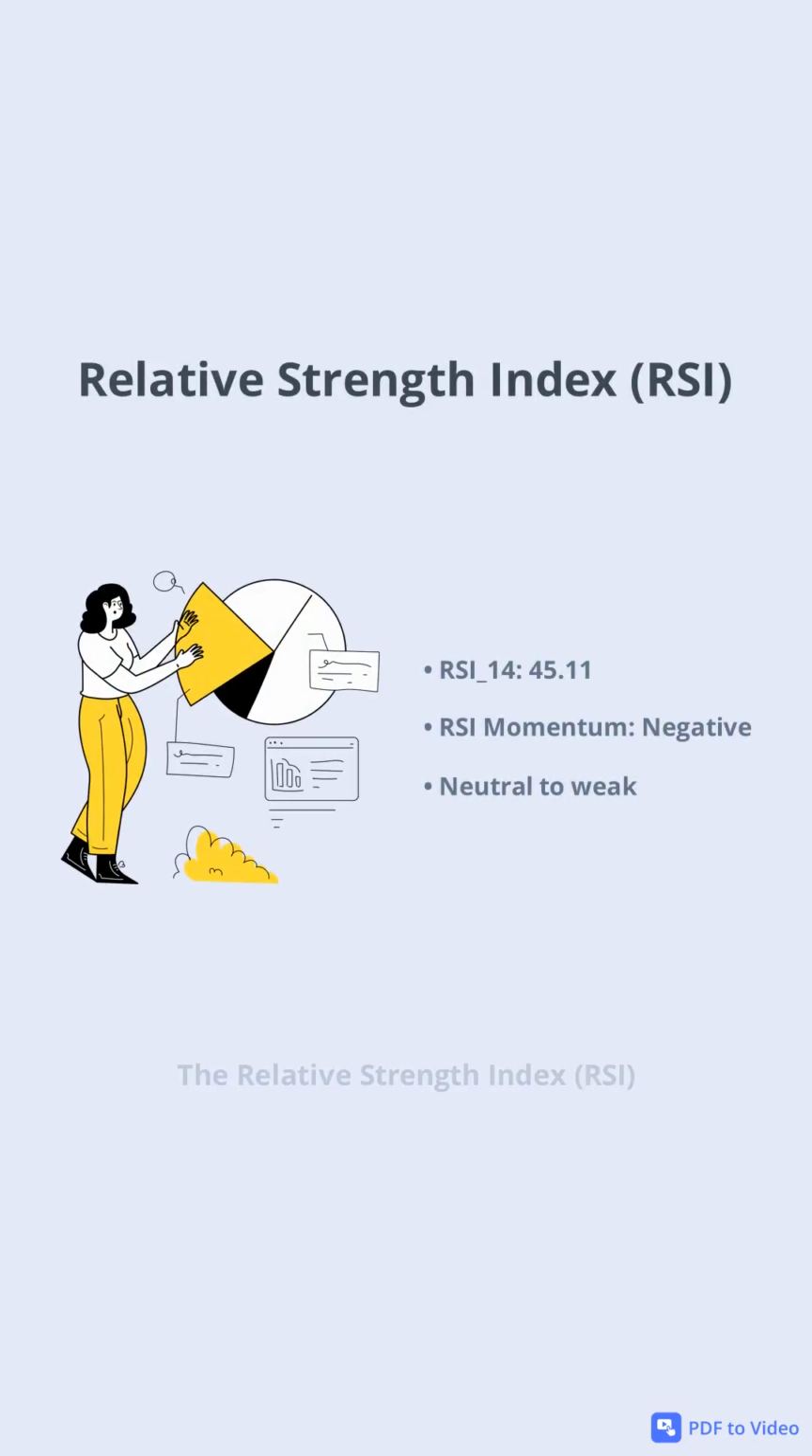The Relative Strength Index (RSI) helps identify overbought or oversold conditions. Apple's 14-day RSI is at 45.11, below the neutral 50 mark, indicating mild bearishness but not yet oversold. The 21-day and 28-day RSIs are slightly higher, suggesting some stabilization. RSI momentum is negative, reinforcing the short-term caution. RSI values between 30 and 70 are considered normal, so Apple is currently in a neutral to weak zone.